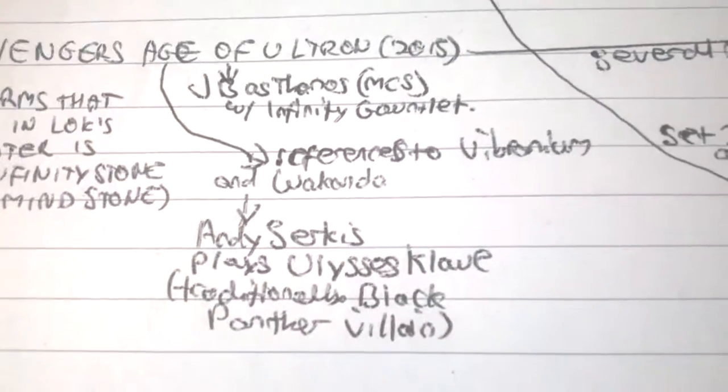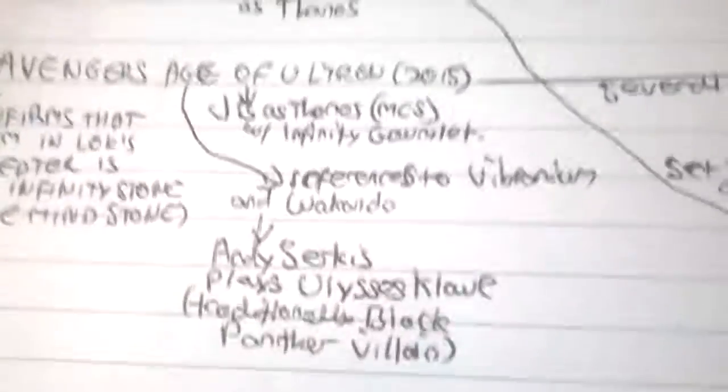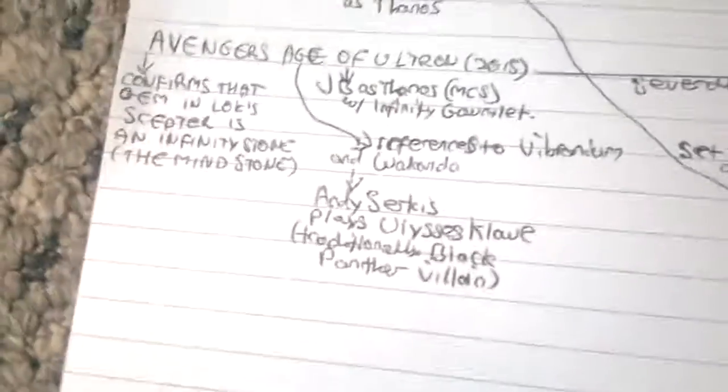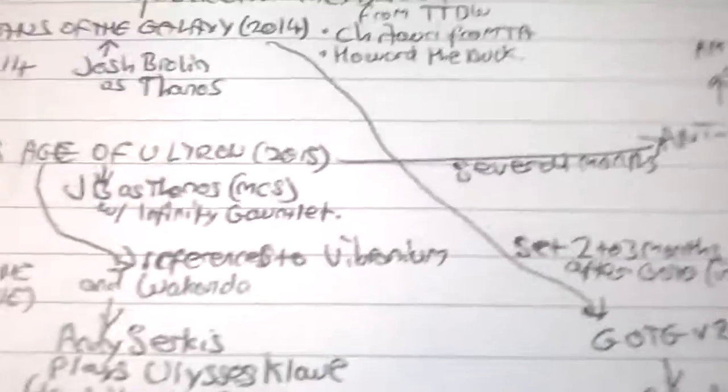And then Andy Serkis plays Ulysses Klaue, who's traditionally a Black Panther villain. He's the one who I think Ultron tries to kill first of all, like when the Avengers first find Scarlet Witch and Quicksilver.